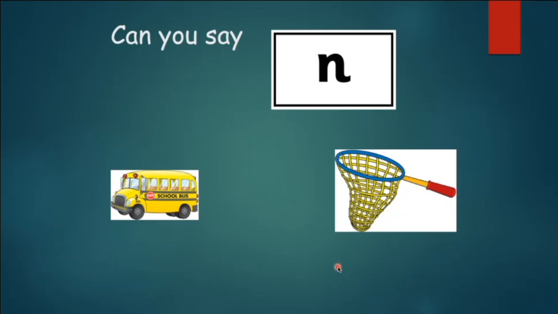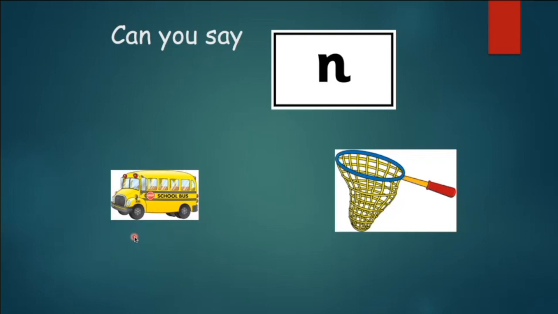What do we have here? We have here a letter that says mm. Now, let's see if this first picture has the mm sound. Who can tell me what this picture is? This is a picture of a bus. It's a school bus. So let's see if the word bus has the mm sound.